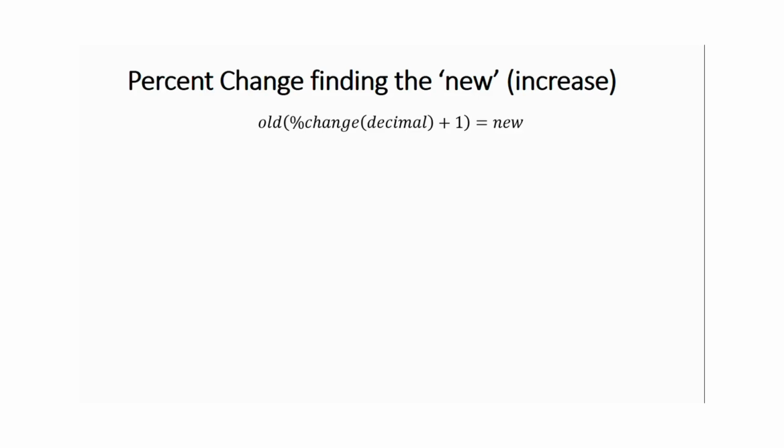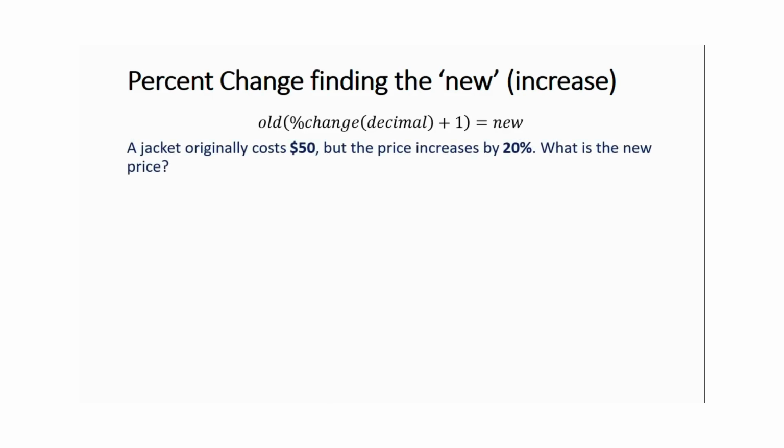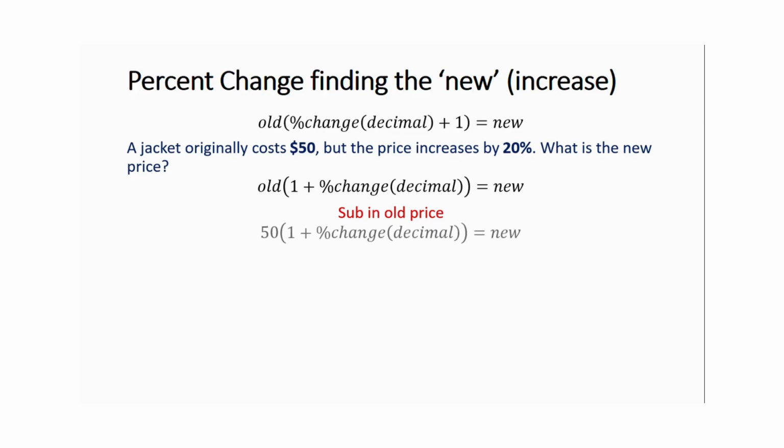So we are going to find the new after it is increased. So a jacket originally cost $50, but the price increases by 20%. What is the new price? So we take this, we write it down. Now we're going to substitute in the old price, which is 50. Then we're going to substitute in the decimal version of the percent increase. 20% is 0.2, so we substitute that in.